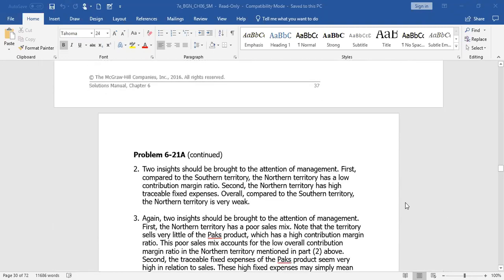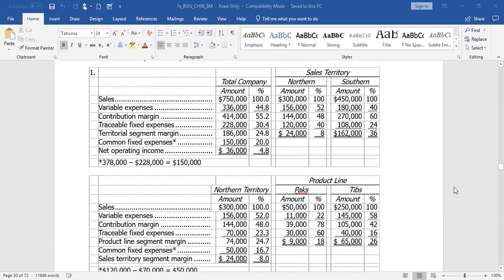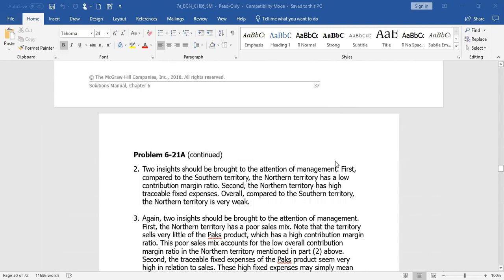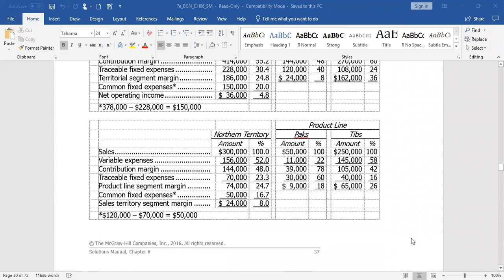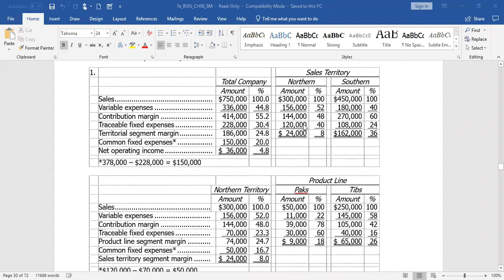2 insights. First, compared to the Southern Territory, the Northern Territory has a low contribution margin ratio. So let's take a look. Southern 40, Northern 52. Interesting. Second, the Northern Territory has higher traceable fixed expenses. Overall, compared to the Southern Territory, the Northern Territory is very weak. Fixed expenses, fixed expenses. But look at the ultimate amount of segment margin. Southern 36%, Northern 8%.